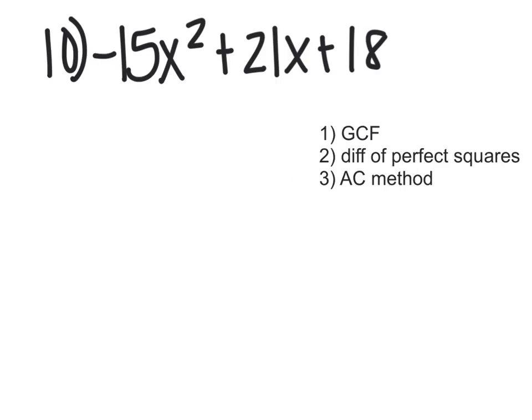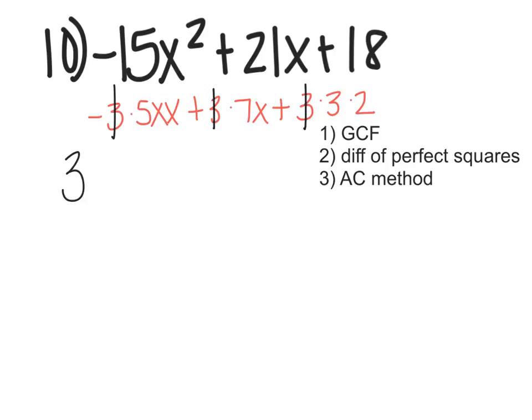So at problem 10, negative 15x squared plus 21x plus 18. So I'm going to start by looking for a GCF. Well, I'm just kind of glancing at these numbers. I know all of them are divisible by 3, so I'm going to go ahead and prime factor it. So I have negative 15, which is negative 3 times 5, and then 2 x's, plus 21, which is 3 times 7, and then an x, plus 18, which is 3 times 3 times 2. So they all have a 3 in there.